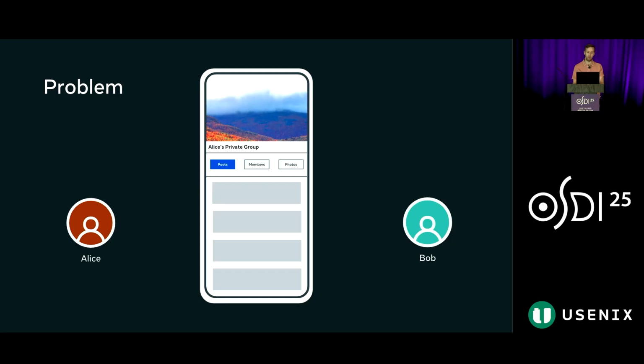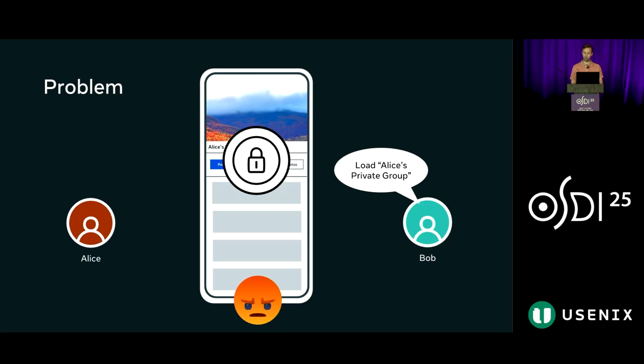In this example, Alice is an administrator of a private group. Alice is friends with Bob and adds him to the group. Alice's write flows to the database, adding him to the list of members that can access the group. The write is asynchronously propagated to other replicas. Bob then tries to load the group. However, Bob reads from a stale cache host that doesn't have the updated list of members. Bob can't access the group, leading to frustration with Meta's products.